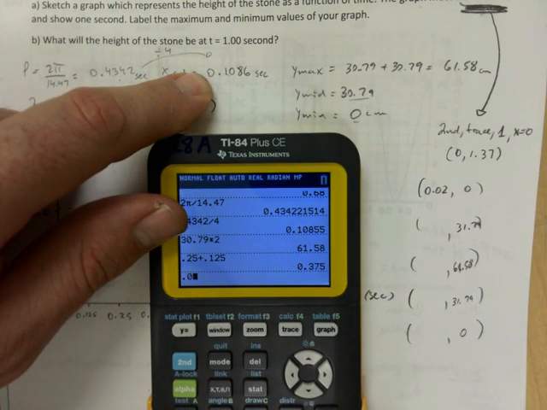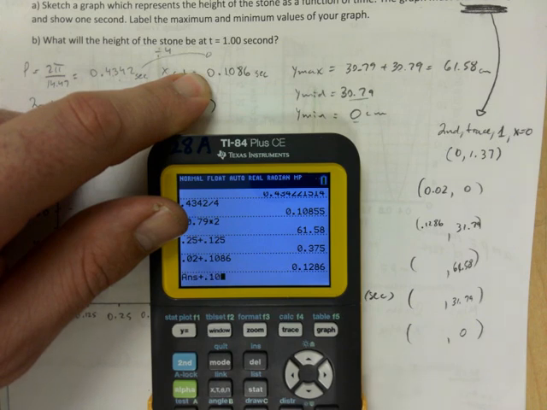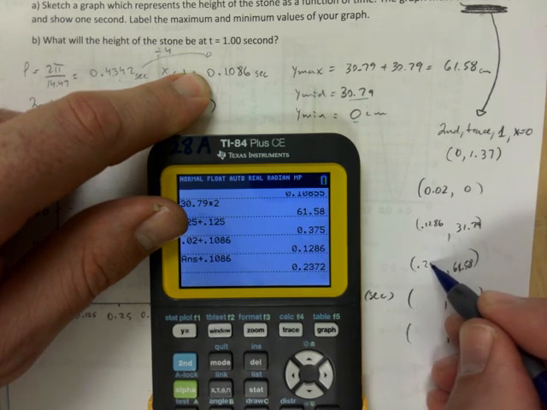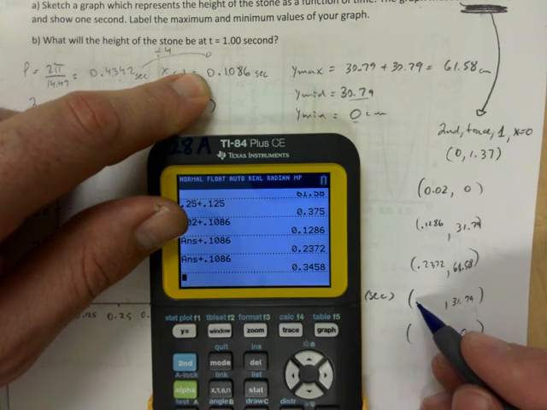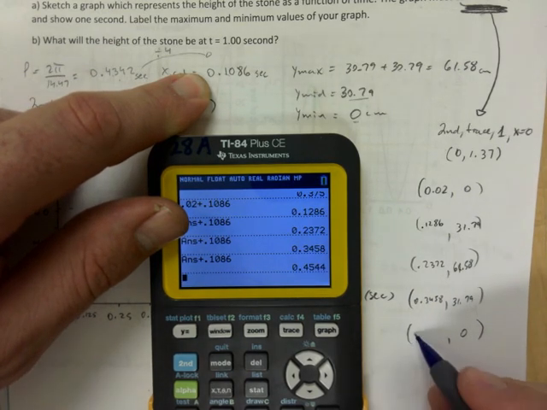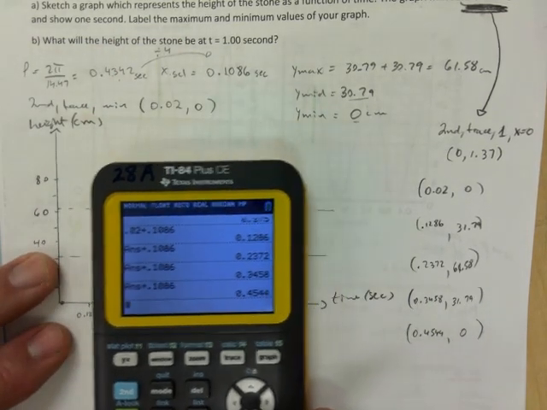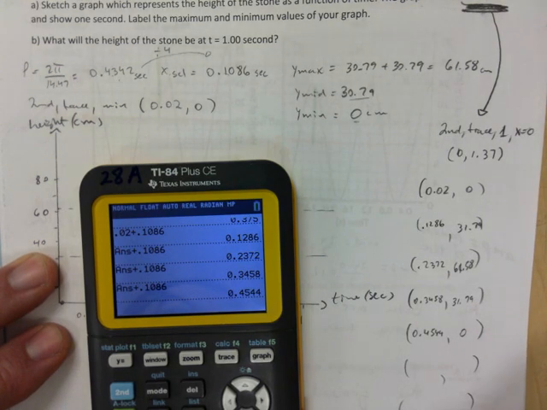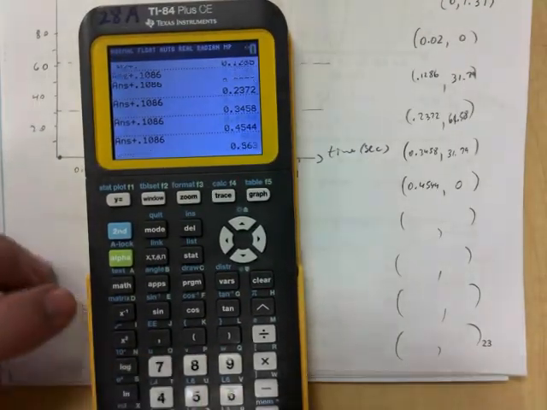So 0.02 plus 0.1086, that's 0.1286, plus 0.1086, that's 0.2372, and then keep doing that same thing over and over. Keep doing that, and you technically need another 4 points to continue this, right? So I'm just going to do that now.